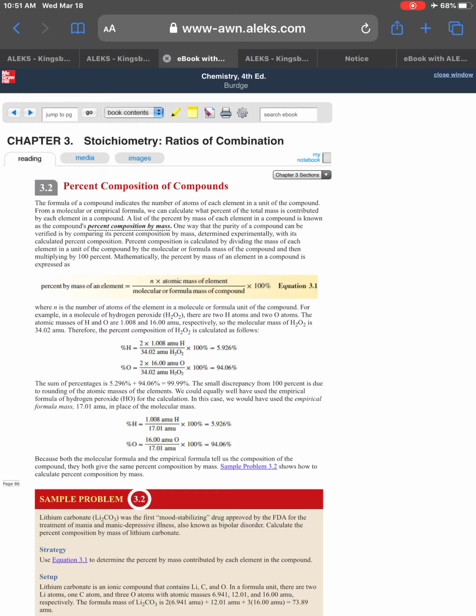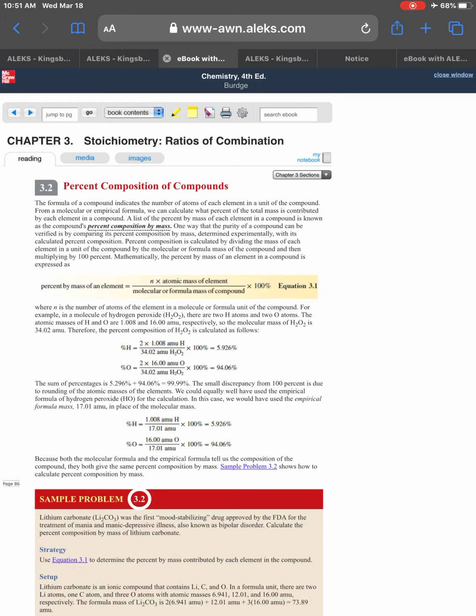So in this case, we would have used the empirical formula mass, 17.01 AMU, in place of the molecular mass. So percent hydrogen equals 1.008 AMU H divided by 17.01 AMU times 100%. And that would give us 5.926%. And the percent oxygen would be 16.00 AMU for oxygen divided by 17.01 AMU times 100, which would give us 94.06%. Because both the molecular formula and the empirical formula tell us the composition of the compound, they both give us the same percent composition by mass.